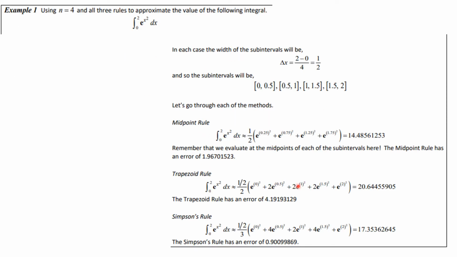If you use the midpoint rule, you should have got this number. If you use the trapezoidal rule, you should have gotten this number. And if you used Simpson's rule, you should have gotten this number. If you didn't get these numbers, look at the way the calculation went and compare it against your formulas and find out where you went astray.